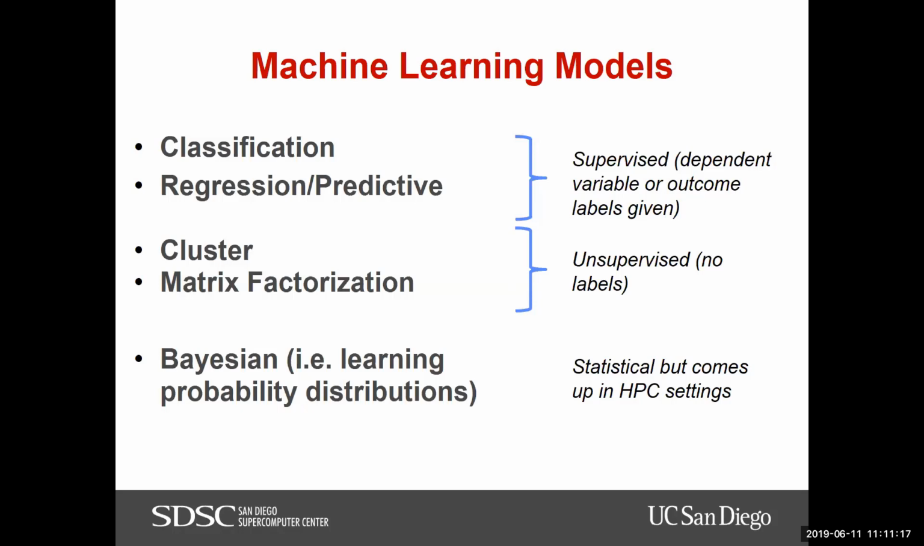So I'm going to just mention, the other important thing about Bayesian learning is that you're learning a probability distribution. So not just making a prediction, but learning something about the entire probability of, let's say, possible outcomes. It comes up a lot in HPC settings because HPC has a particular advantage for doing certain kinds of procedures with Bayesian learning. And we'll mention a little bit about that too.